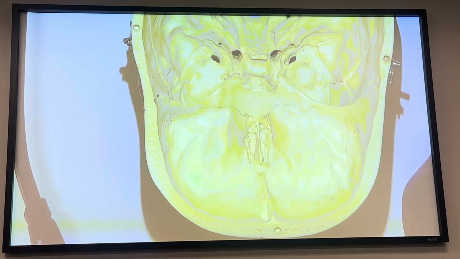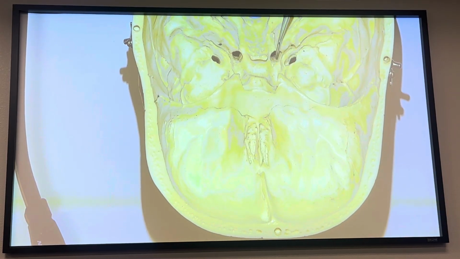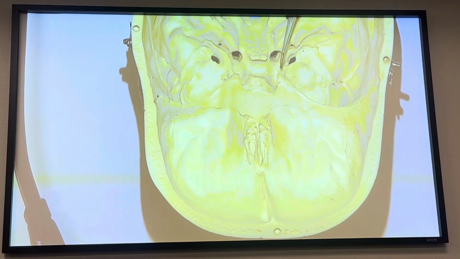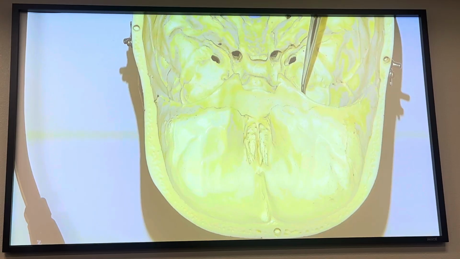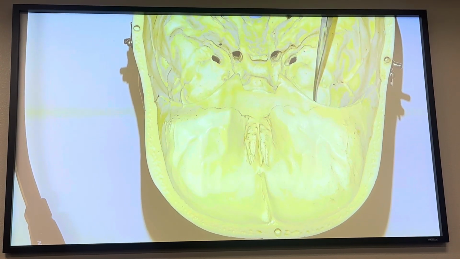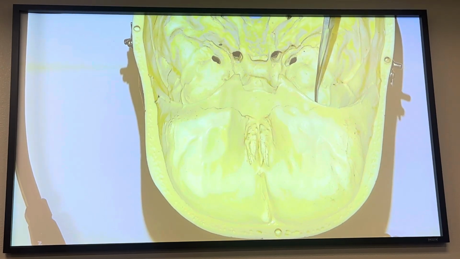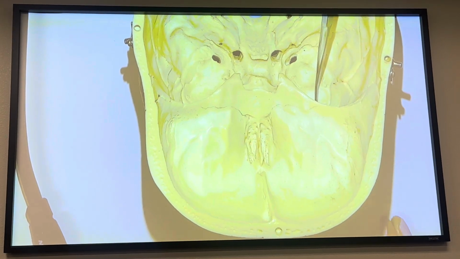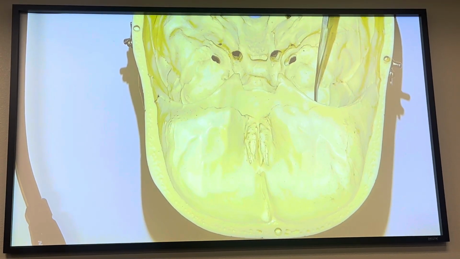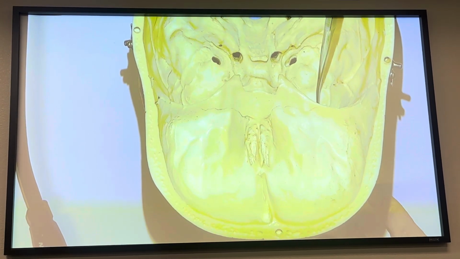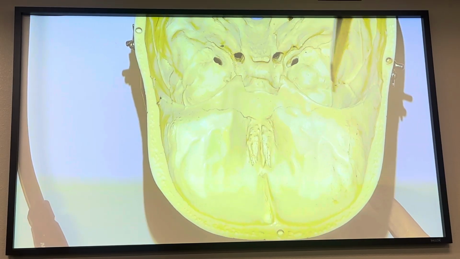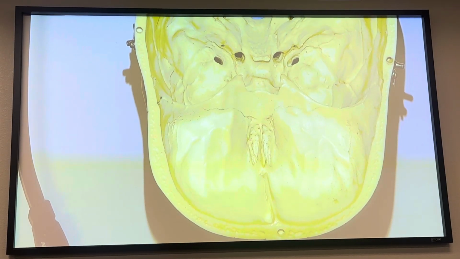So when we come along the lateral side of the Turkish saddle here and pass to the front, we pass underneath this lesser wing of the sphenoid bone. This is where the superior orbital fissure is located. So everything that has to get to the orbit that isn't the optic nerve goes through this fissure. So we're talking cranial nerve 3, 4, 5, 1, and 6. The superior orbital fissure is your bony exit from the middle cranial fossa to the orbit.